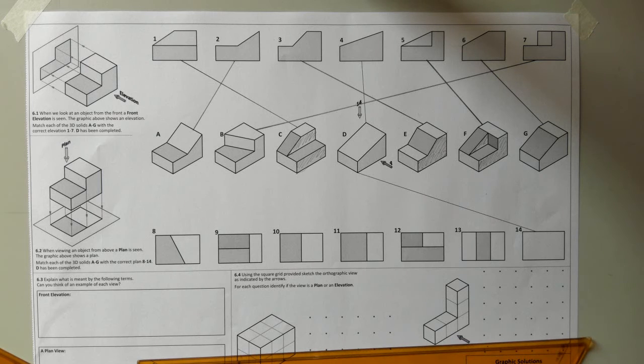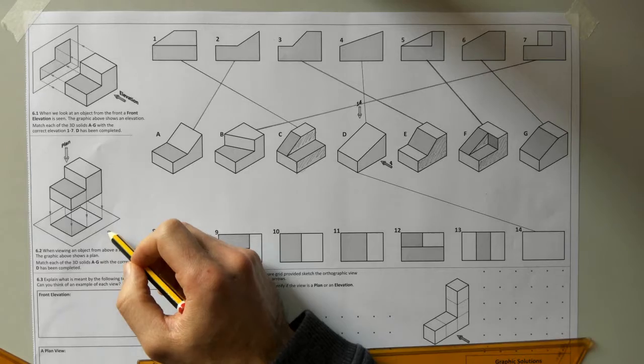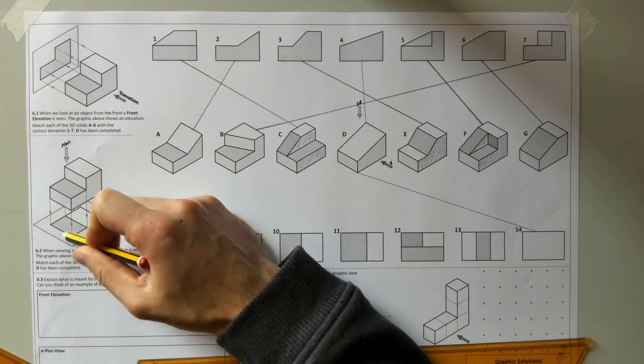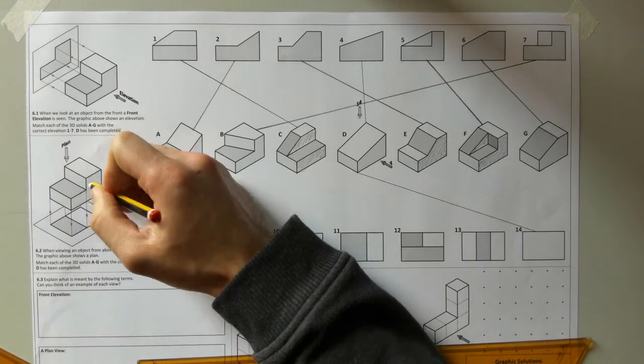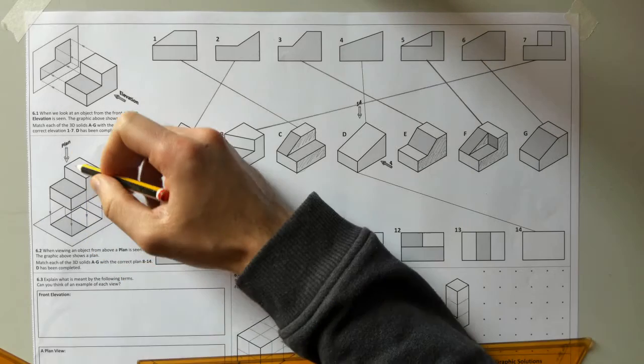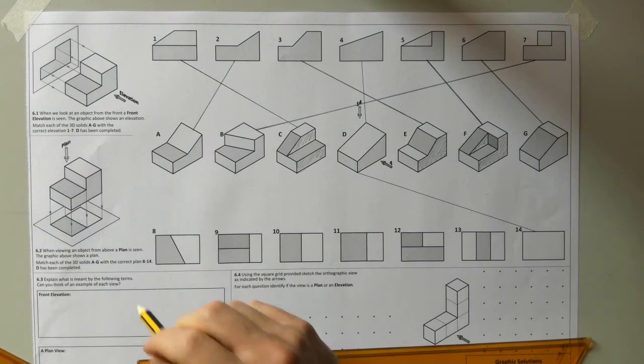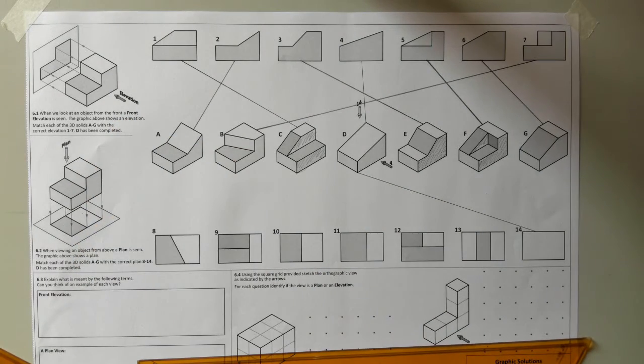For the next one, 6.2, it tells us when you're viewing an object from above, a plan is seen. So when you look down on top of an object, that view is always known as a plan. And the graphic above shows a plan. So you can see there's the 3D shape there, and when we draw it on paper, we'd see that shape there. We see a rectangle here, and we see another rectangle here. And we see the difference between them. One is white, and the other is greyed in as a result. There's the white one, there's the grey one.